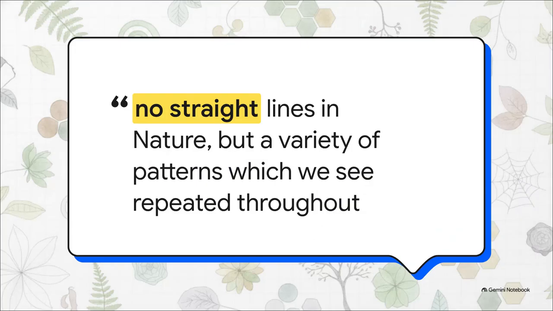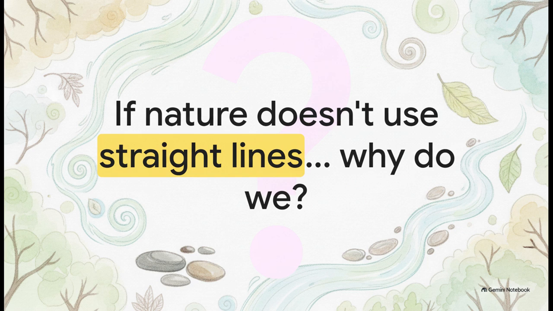You know, there's a brilliant quote that really sets the stage for us here. "There are no straight lines in nature, but a variety of patterns which we see repeated throughout." It's so true, right? Over hundreds of millions of years, nature has evolved to be flawlessly efficient, and those survival strategies never, and I mean never, look like the rigid straight lines of human industrial design. Which really begs the question, if nature doesn't use straight lines, why do we?